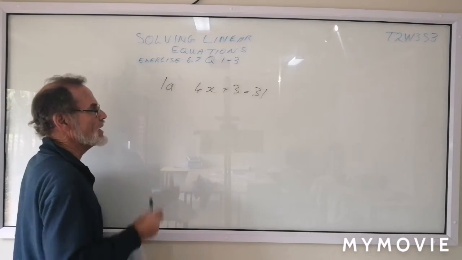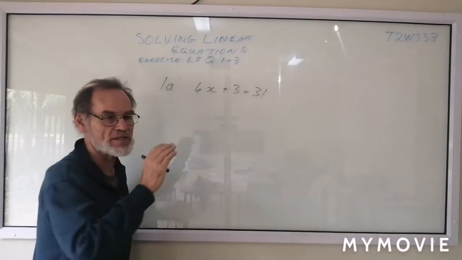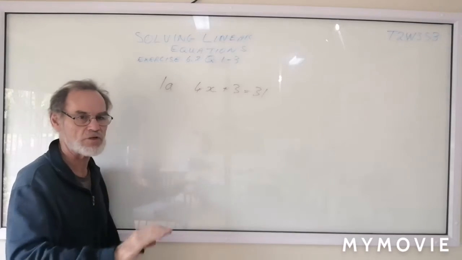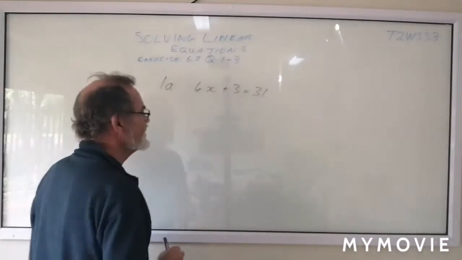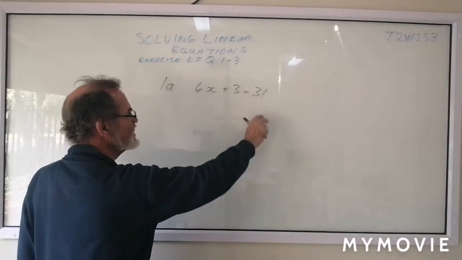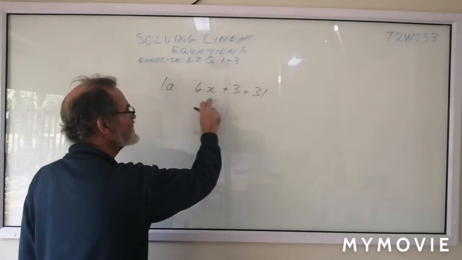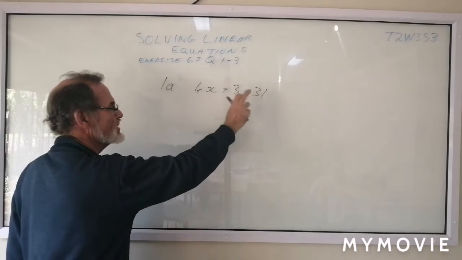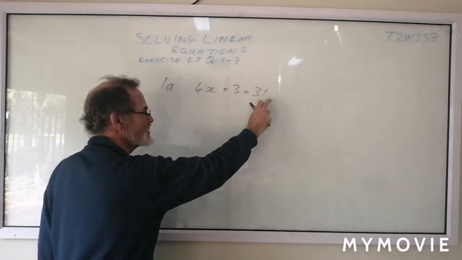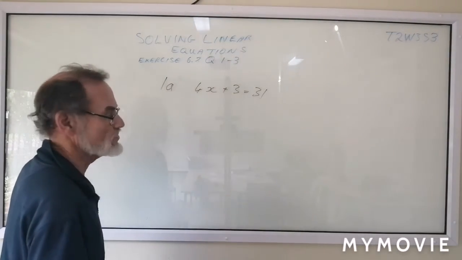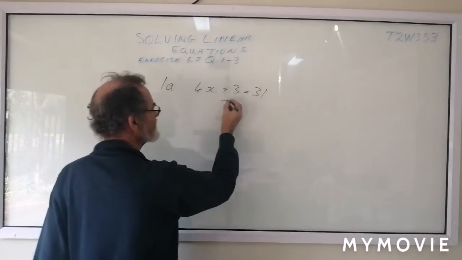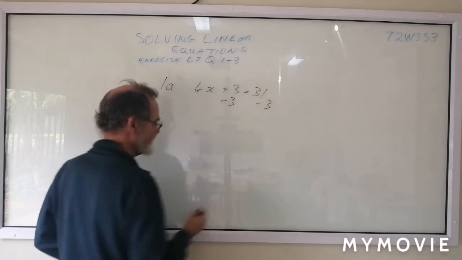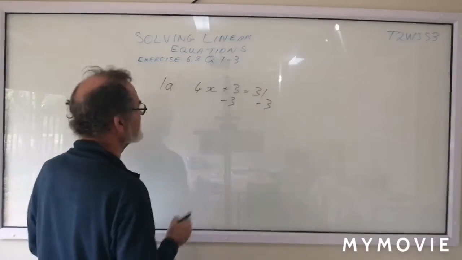So notice that if there's an equal sign, it is an equation. If there's no equal sign, it's not an equation, it's an expression. So if there's an equal sign, it means that this is 31 and this is also 31. So if you change this, then it's not equal anymore. So you have to do the same thing to that side. So to get rid of the 3, we're going to subtract 3 here. And then on this side, we must also subtract 3. Otherwise, it's not equal anymore.